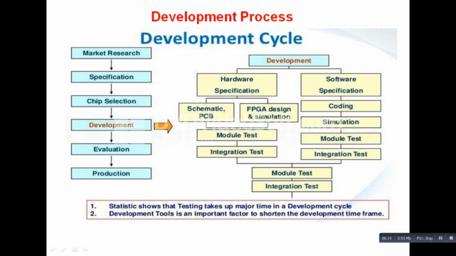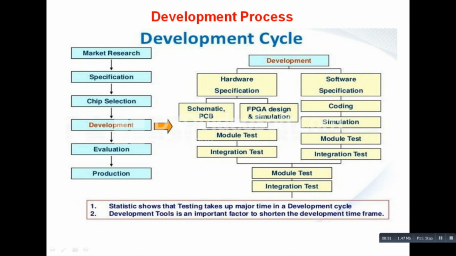The first phase is market research. We need to research what the requirements are. We need to get a number of requirements from different clients, and according to the customer requirement, we study that requirement. We make one literature survey, and according to that literature survey we go with the second phase, that is the specification.